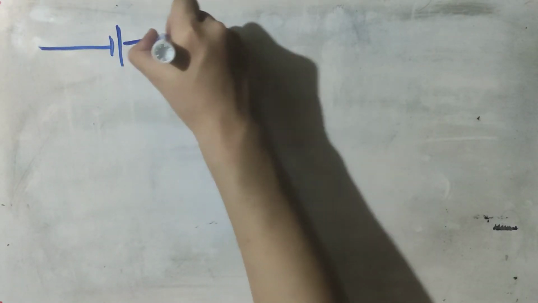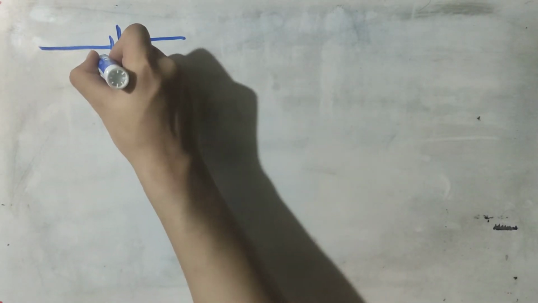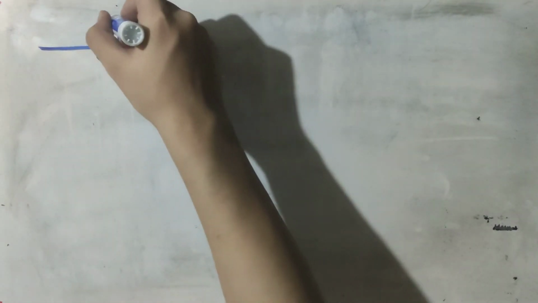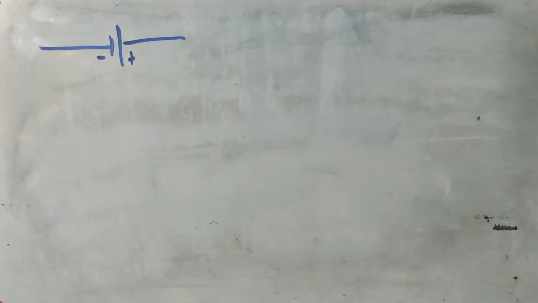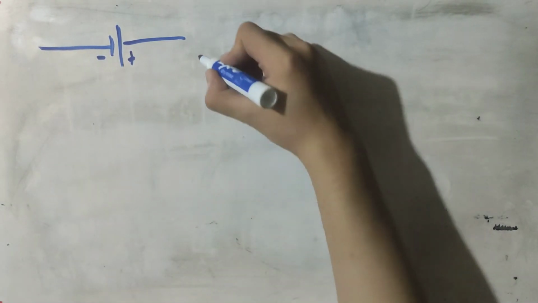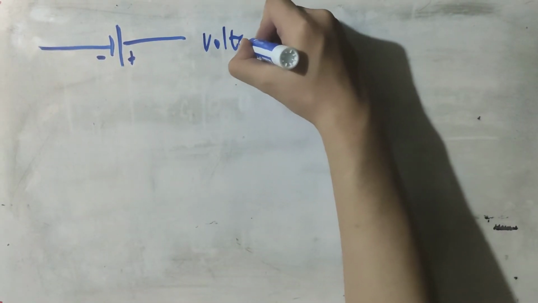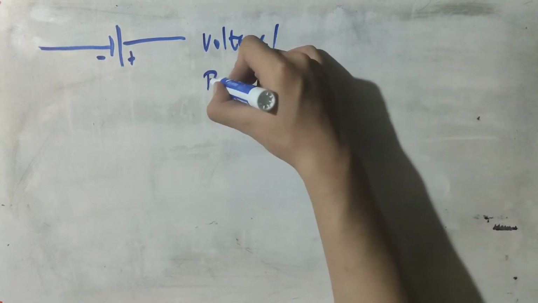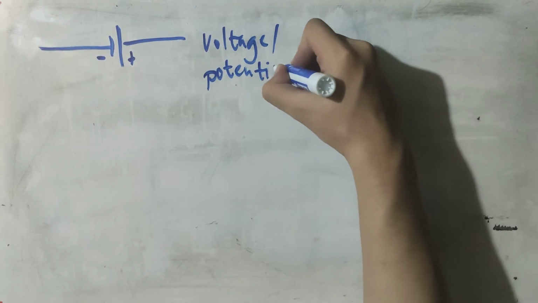what voltage looks like. This is your negative terminal and this is the positive terminal. Always remember that the longer leg is for the positive terminal. So this is your voltage, also known as potential or electric potential.